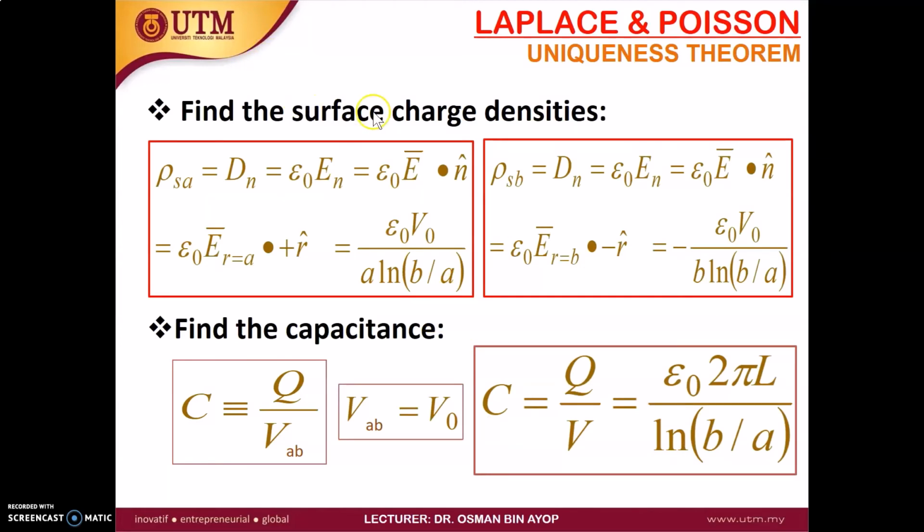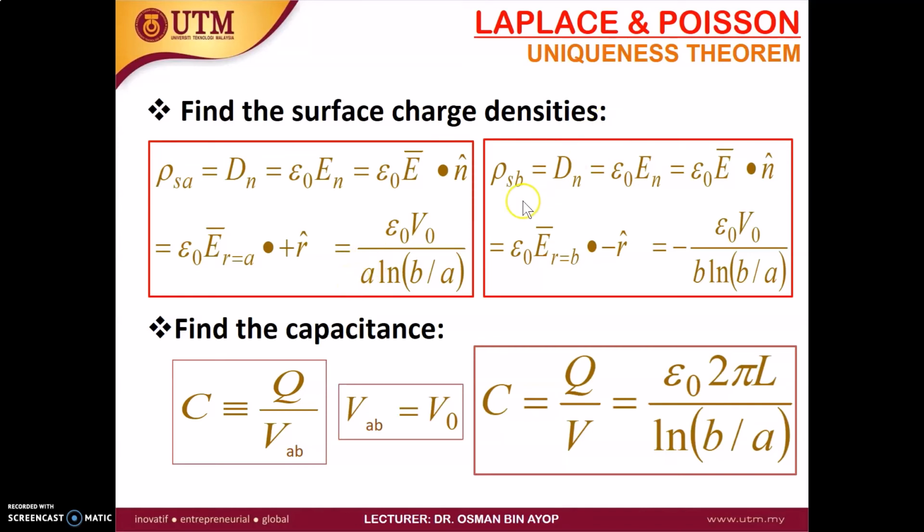Next, we can find the surface charge densities at r equal to a and r equal to b. So you have to imagine when r equals a, rho S equals D_n equals epsilon E_n. Because our material is epsilon naught, we put epsilon naught here. So epsilon naught E normal, or E dot product with the normal vector to the surface. So when r equals a, the vector going into the dielectric is in the r direction. So that's why n here is equal to positive r. So when you solve epsilon naught E_r dot positive r, you get epsilon naught V0 divided by a ln b over a. This one, r you change to a.